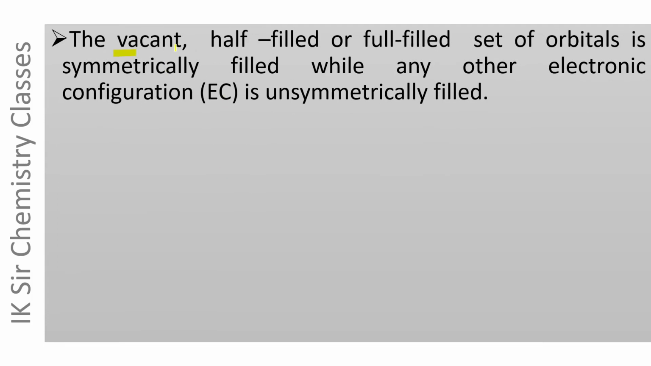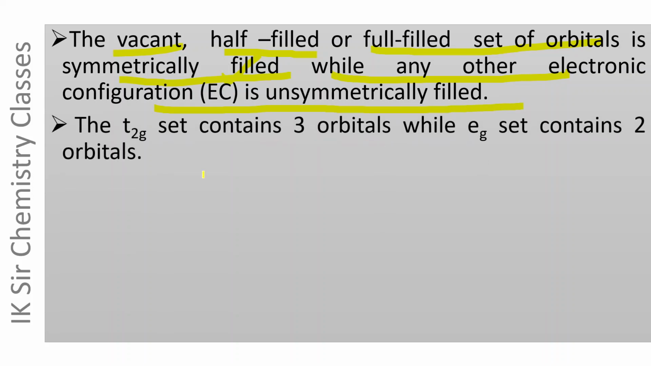The vacant, half-filled and full-filled set of orbitals is symmetrically filled. Please note that the vacant or half-filled or full-filled set of orbitals is symmetrically filled, while any other electronic configuration is unsymmetrically filled. We already know that the t2g set of orbitals contains 3 orbitals, while eg set contains 2 orbitals. Now let us see the symmetry of various electronic configurations for t2g and eg set of orbitals.